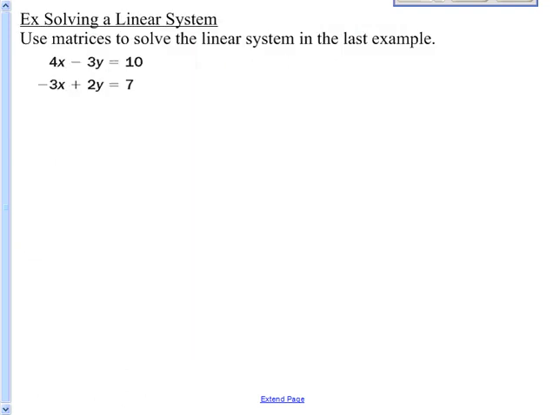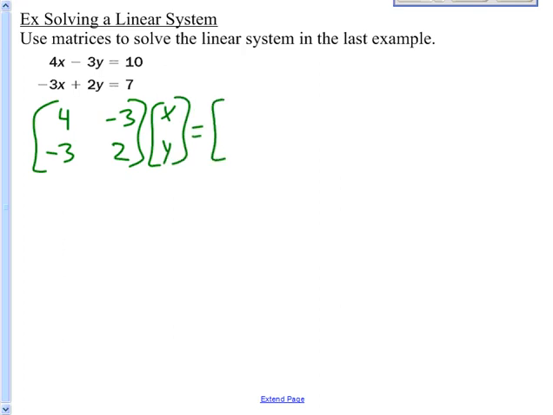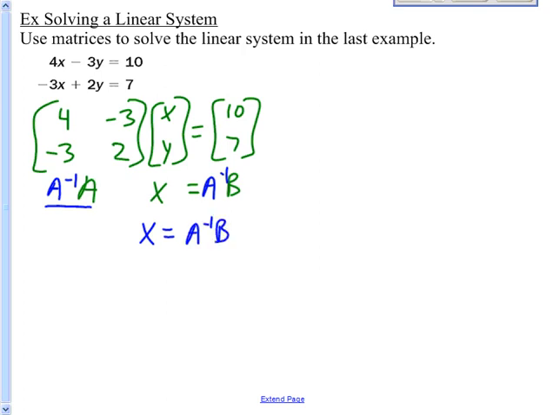Okay, in fact, let's solve it right now. 4, -3, -3, 2 times our matrix of variables x and y, which is what we're solving for, is equal to the matrix of constants 10, 7. As you recall, if you have matrix A times matrix X equals matrix B, how we solved that was we took the inverse of A, because A inverse times A is 1x, so 1x equals A inverse B. So our matrix of variables will be equal to A inverse B. Well, we've got to find A inverse first. So that's our first step.